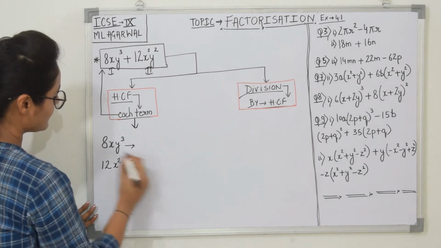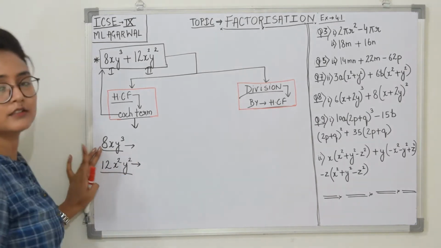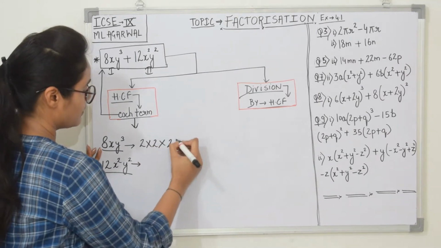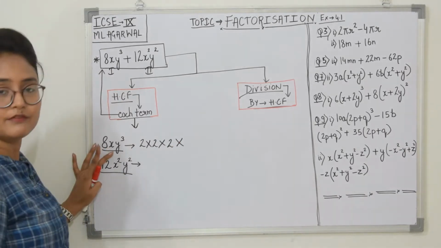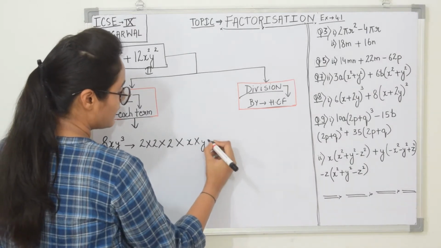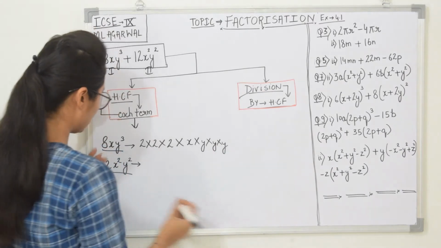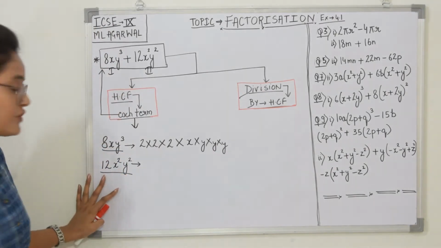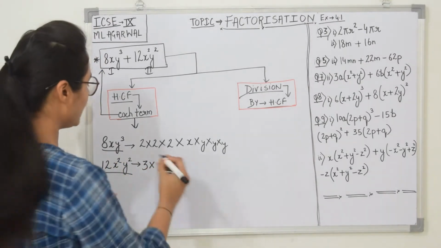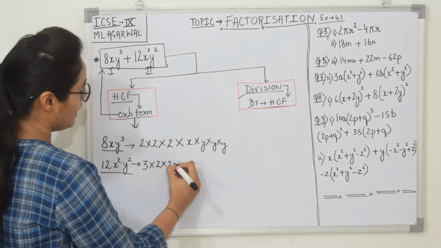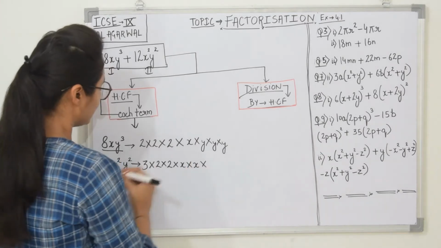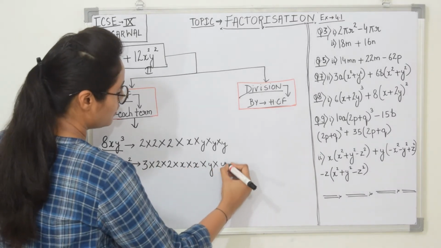If you have to factorize it, what are you going to get? The prime factorization of 8 is 2 into 2 into 2, three times multiplication of 2. For x and y cube, you will write x, and y cube you have to write down three times. As I have said earlier, the prime factorization of 12 is 3 into 4, and 4 we further factorize as 2 into 2. After that we have x square, so we write it as x into x.